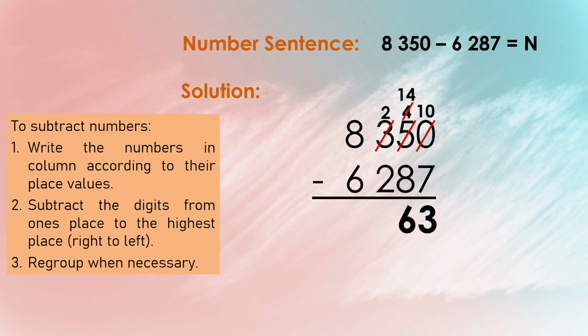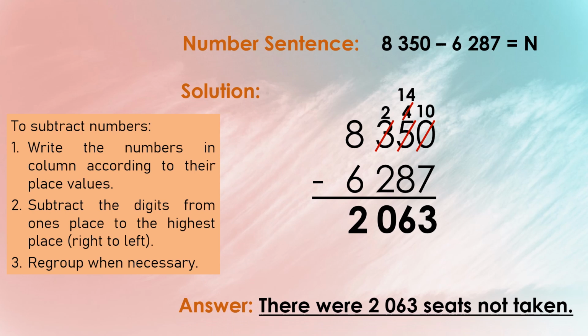Next, subtract the hundreds digits. 2 minus 2 equals 0. And last, subtract the thousands digits. 8 minus 6 equals 2. The answer is, there were 2,063 seats not taken.